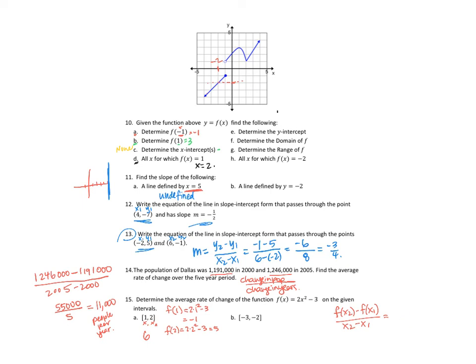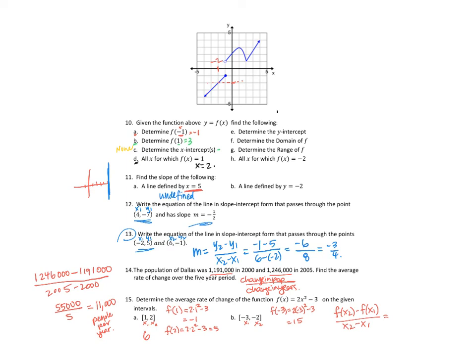Okay, and so again, this is my x1 and this is my x2. So that's an interval of x values. So I can plug both of those into my function here and find the y values that go with those. So what's the y value that goes with negative 3? f of negative 3 is going to be 2 times negative 3 squared minus 3. Okay, so negative 3 squared is 9. 9 times 2 is 18. 18 minus 3 is 15.